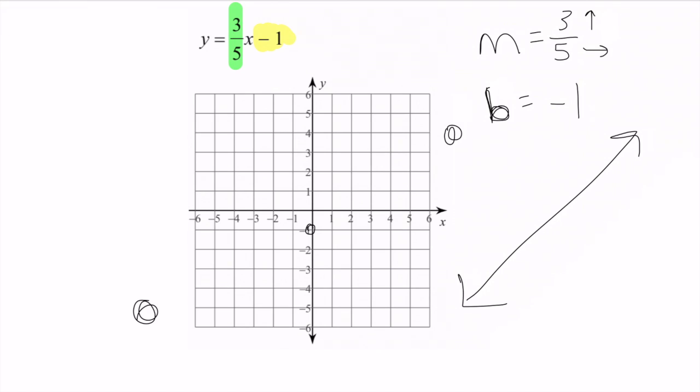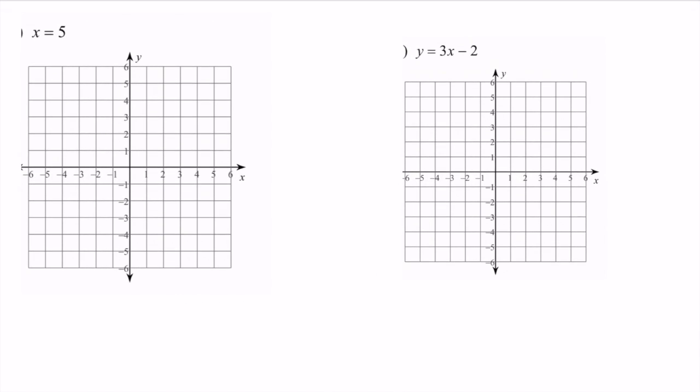So I'm going to go up 3, 1, 2, 3, and over 5: 1, 2, 3, 4, 5. And then I'm going to go down and to the left so that it still makes a line. So I'm going to go 1, 2, 3, and then over 1, 2, 3, 4, 5. So my line should look somewhat like this. Go through those points. All right, let's look at another one.